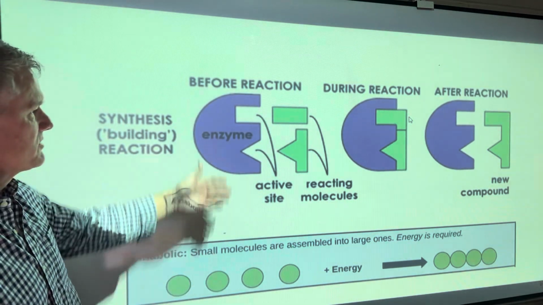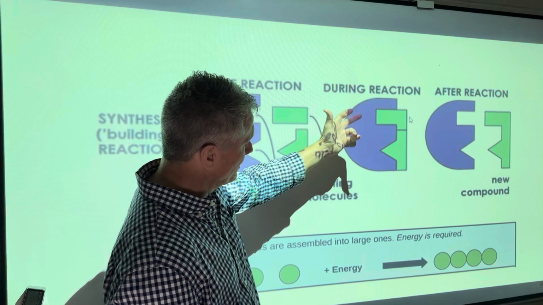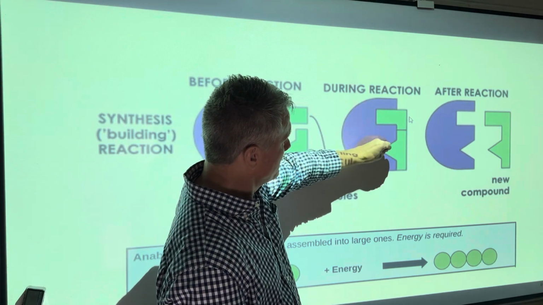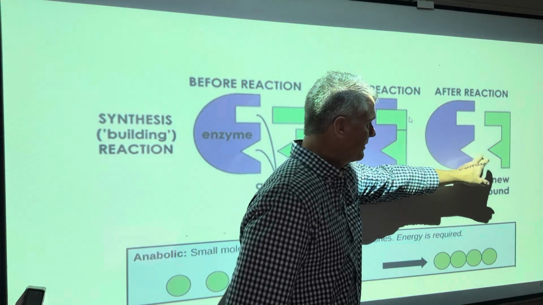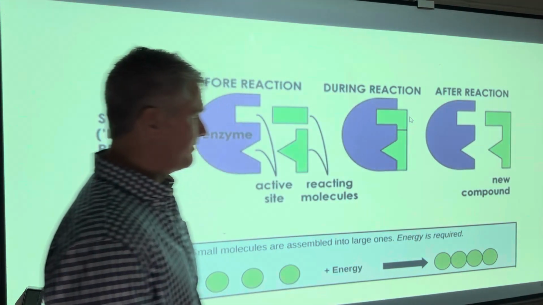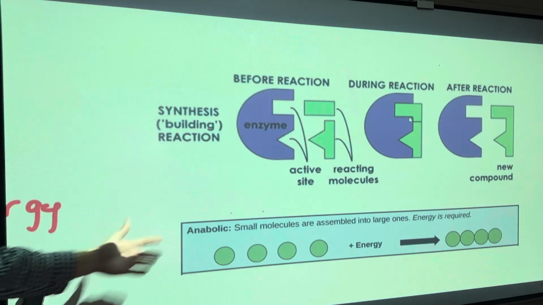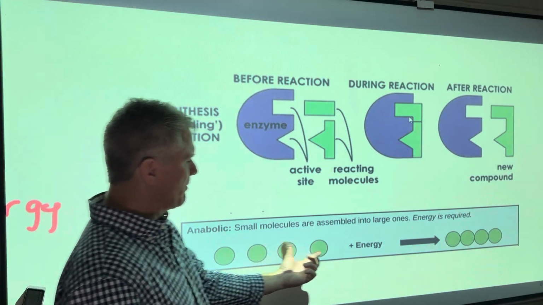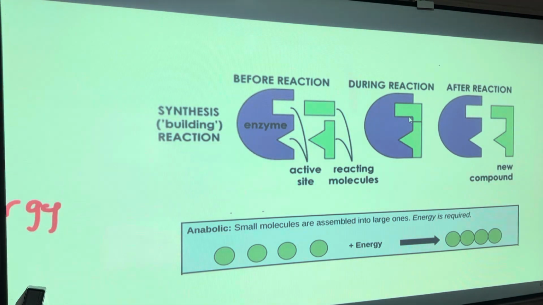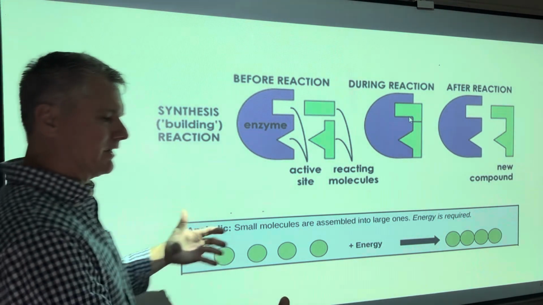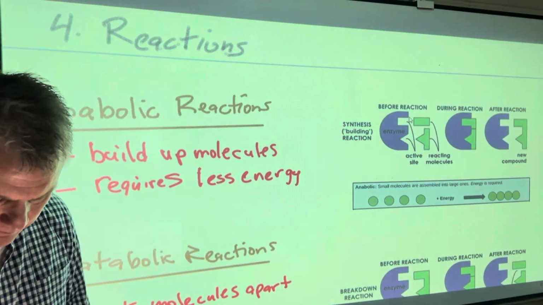So we're going to look at this picture right here. You can see here's the enzyme, here's the substrates. It's always going to take a little energy to get the reaction going, and we'll talk about that a little bit later. Once the reaction's over, they're together, and the new compound is formed. So anabolic, there's a bunch of smaller molecules, and if you give it just a little energy, it will form larger molecules. So it's building up a structure, like you would build muscle.